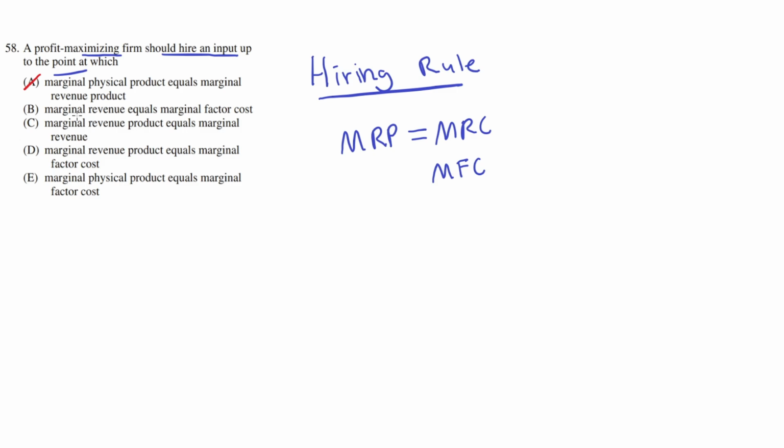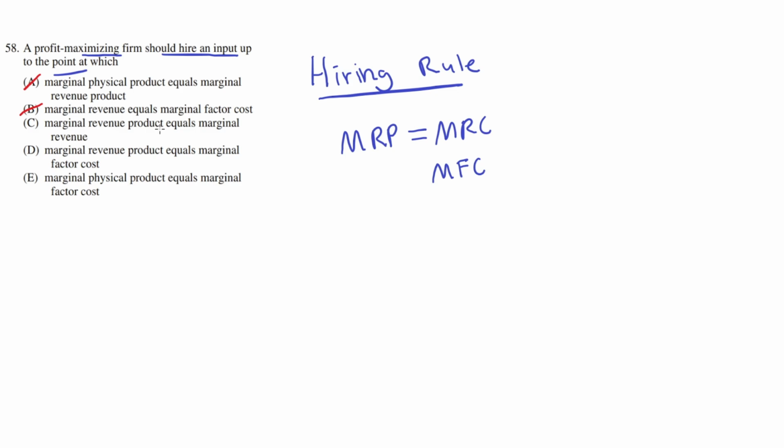B. Marginal revenue equals marginal factor cost. This is incorrect because marginal revenue, set equal to marginal factor cost, would simply show us how much revenue is additionally earned, not for that individual worker. So setting this equal to how much is paid for that specific worker wouldn't tell us exactly how many workers we should be hiring. So B is incorrect.